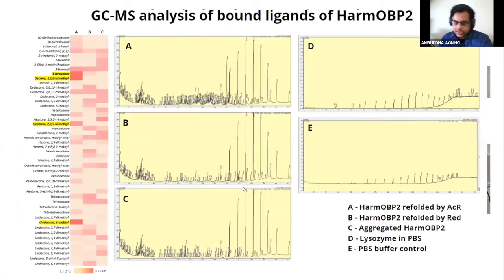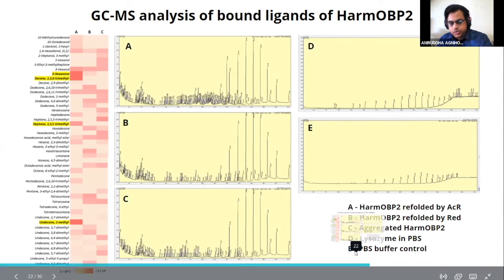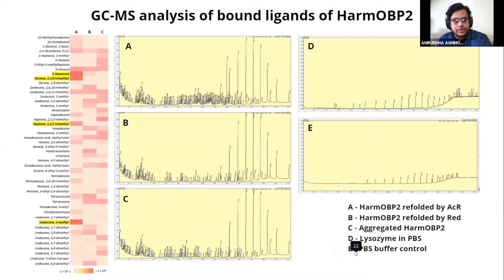So later on, these bound and unbound ligands were separated out using solvents such as ethanol, diethyl ether, methanol, or other organic solvents, depending upon whether you want to choose a polar solvent or a non-polar solvent. And then these bound and unbound ligands were characterized using GCMS data.